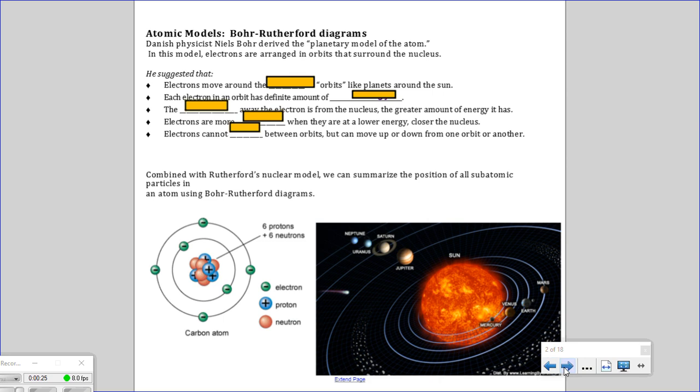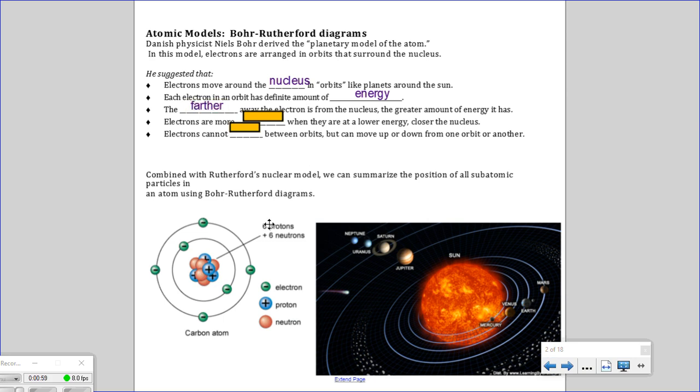Niels Bohr, in his model, suggested that electrons move around the nucleus in orbits like planets around the sun. So this is where this planetary model comes from. You have your nucleus, which is like the sun at the center of the solar system, and then the electrons, which are like the planets, which orbit around the sun, or in this case, the nucleus of the atom. And then for the electrons, he suggested that each electron in an orbit has a definite amount of energy.